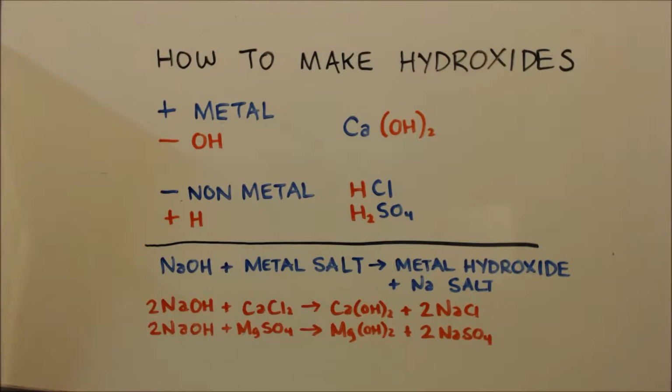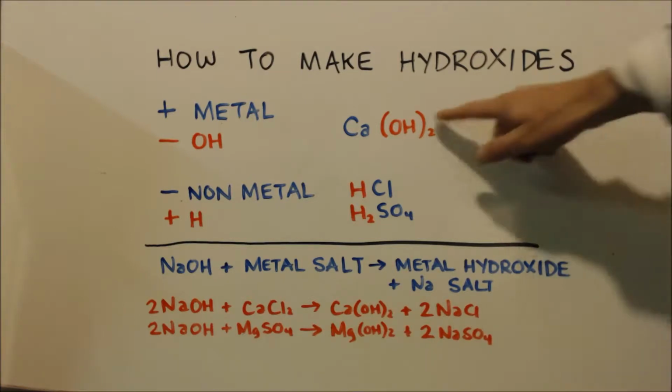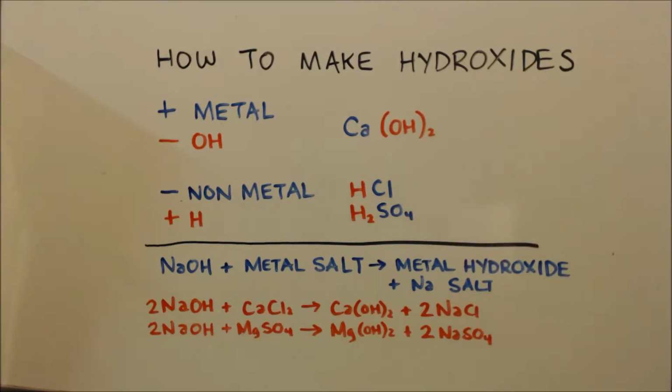I'm here to show you, or tell you, how to make hydroxides. A hydroxide is just a metal and also an OH. You should think of that OH as part of water. So it's a positive metal and a negative part of water. Here's an example, calcium hydroxide. You've got your positive metal, your negative hydroxide. There's two of them because calcium has a +2 charge. It's in the second vertical row, or group, of the periodic chart.